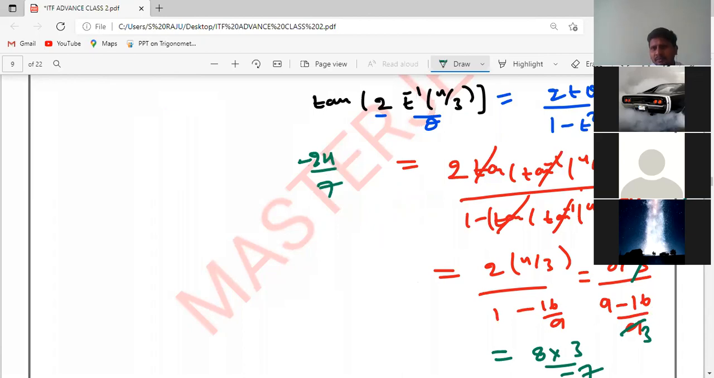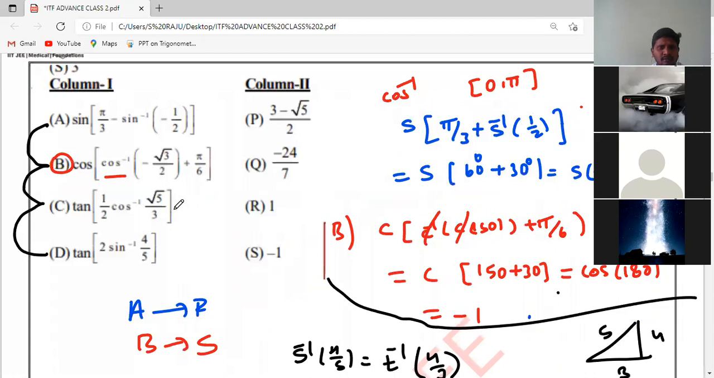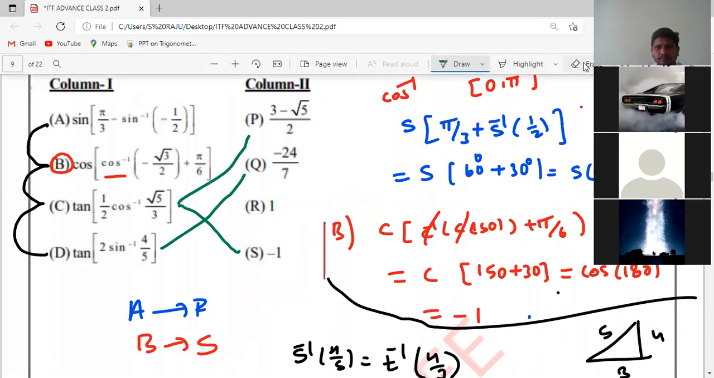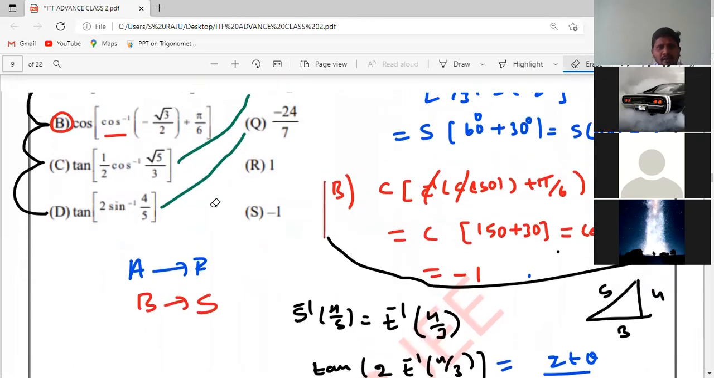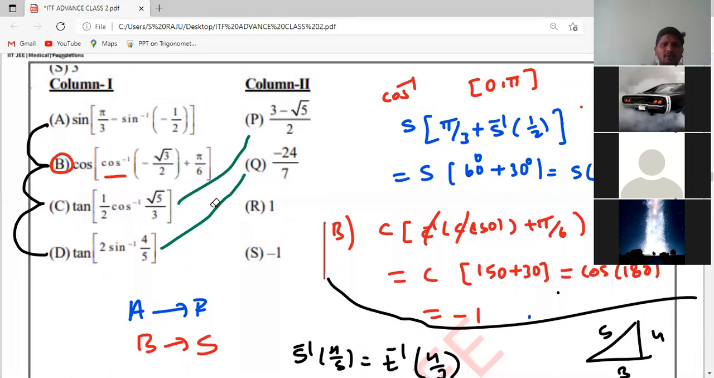Is there any option? Yes, D is mapping to Q. Then whatever this C is mapping to, surely P. Sorry, this P. See, anyone, how can you simplify this C? C is quite difficult to find this value. So when we find 3 values, obviously the fourth value becomes the P only.